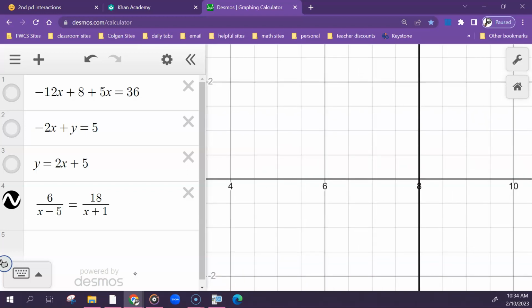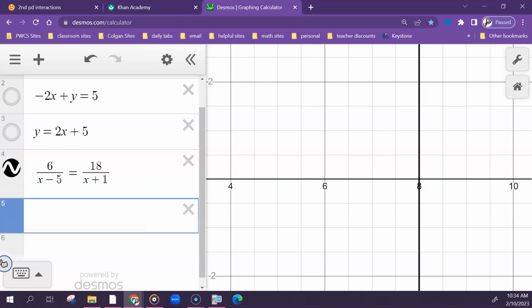The reason it does that is because these aren't linear. So because these aren't linear, it doesn't really work well with nonlinear things. So you have to zoom in to figure out what that is. You could also type in each side separately.